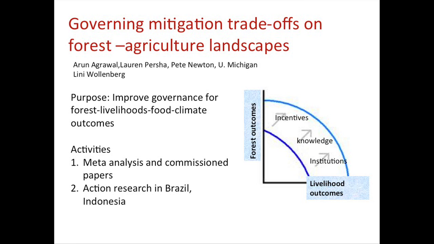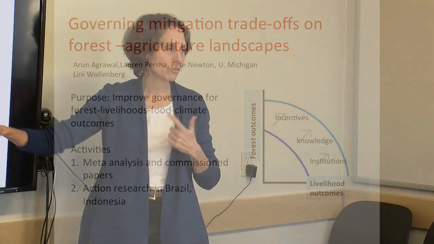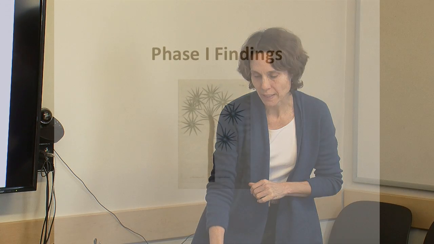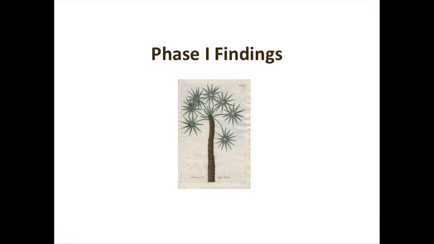So we're not just interested in, I put down forest and livelihood here, but we're also interested in climate and food production. So we've got a multi-dimensional set of outcomes, and we want to know how we can improve these incentives, information, and institutions so that we can get better outcomes. Two main activities. We had a first phase and a second phase. Our first phase was really just reviewing what's out there, what we understand, and doing a meta-analysis and commissioning some papers to do that. And the second phase we're just moving into now, which will be an action research phase in Brazil and Indonesia.